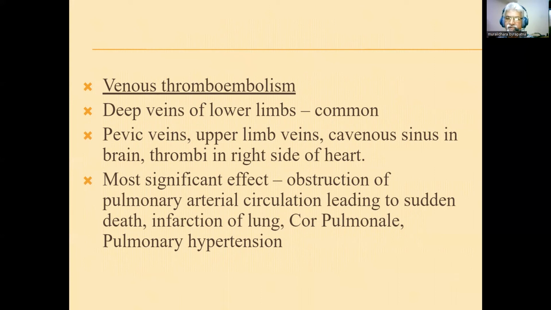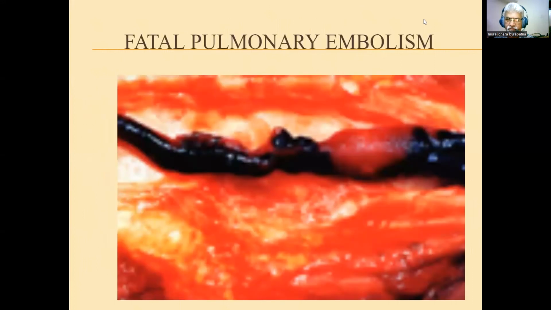Other veins which are involved are the pelvic veins, upper limb veins, cavernous sinus in the brain, and thrombi in the right side of the heart. The most significant effect is obstruction of pulmonary arterial circulation leading to sudden death. Infarction of the lung, cor pulmonale, a chronic condition where the lung is damaged due to increased pulmonary blood pressure and also decreased blood supply, and pulmonary hypertension.